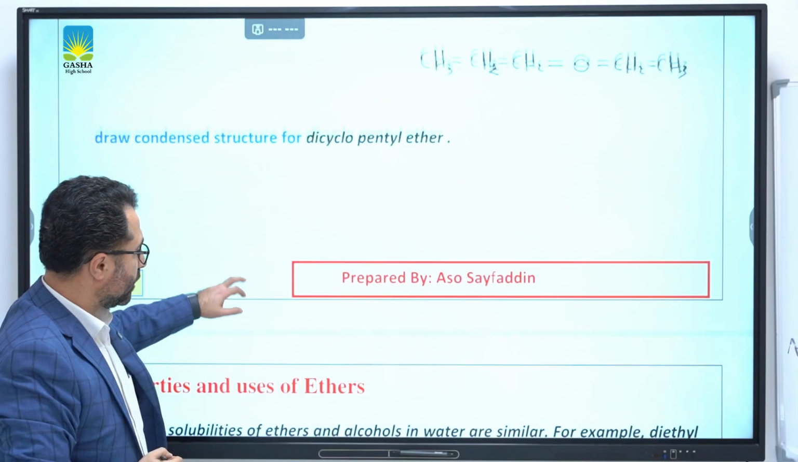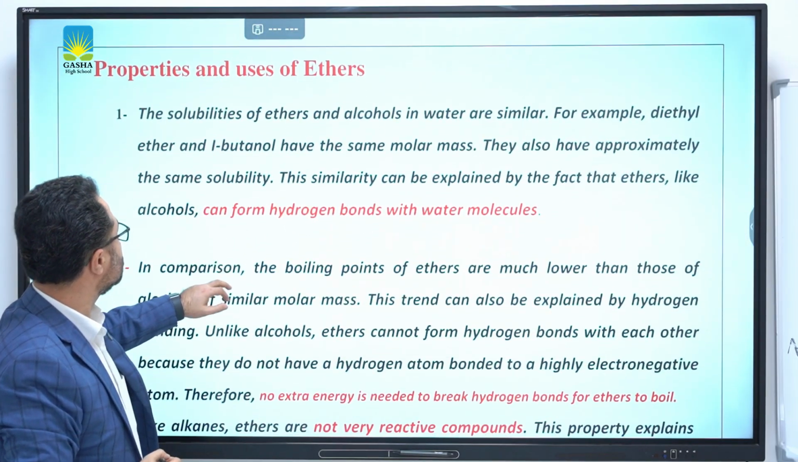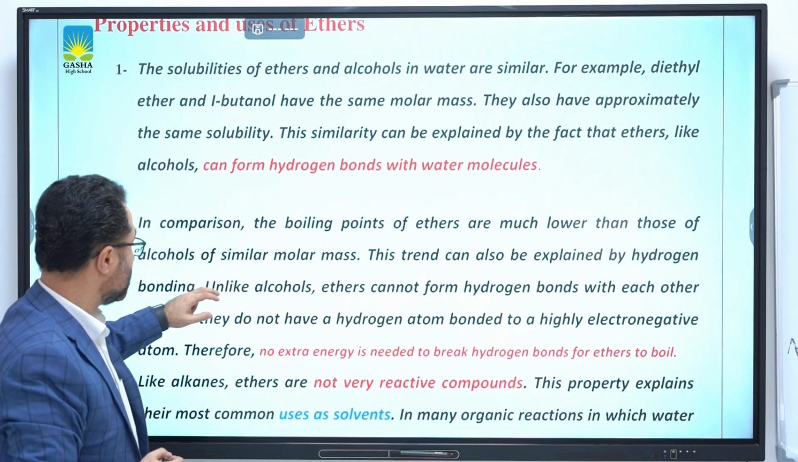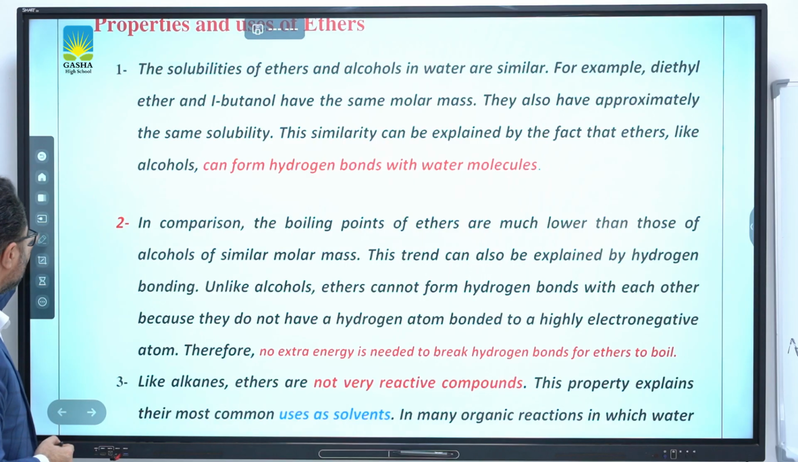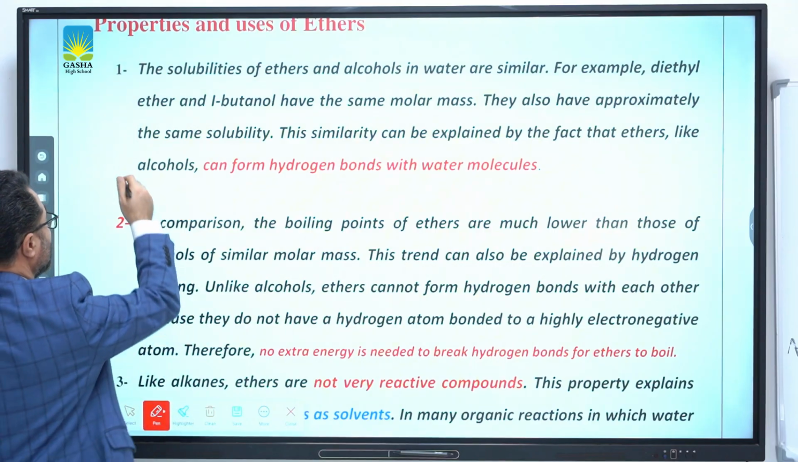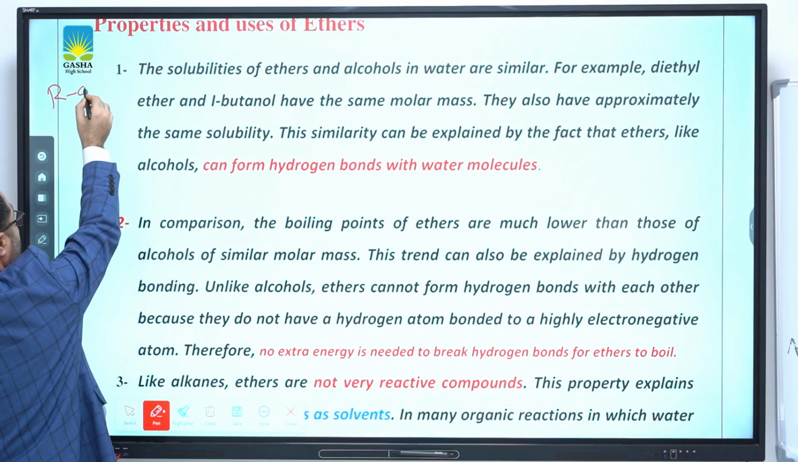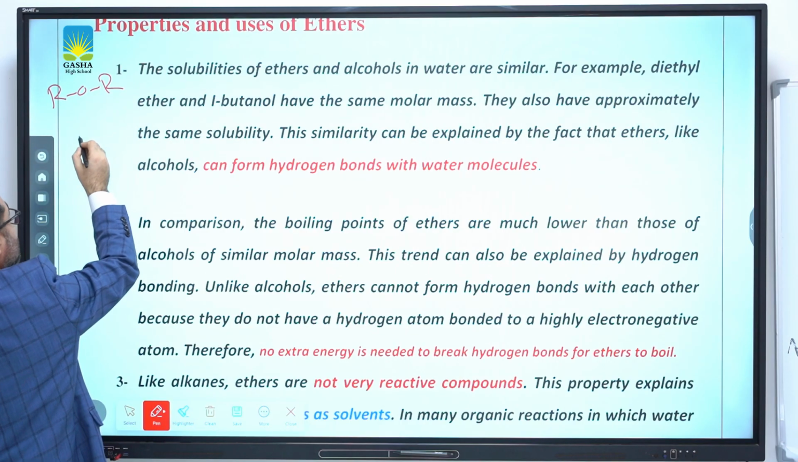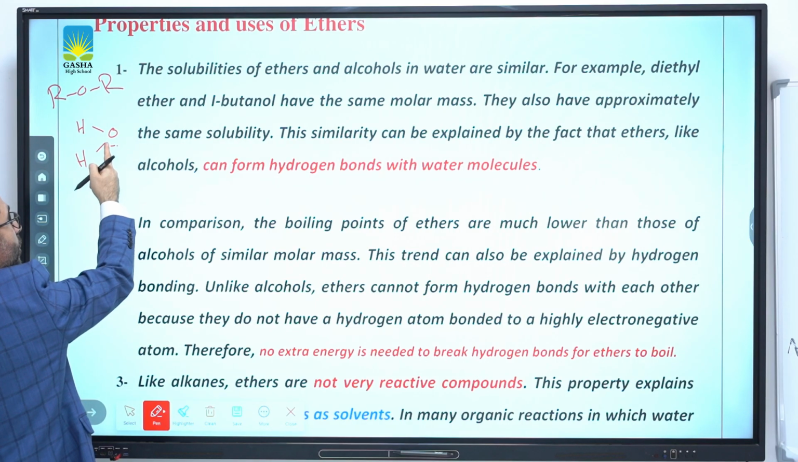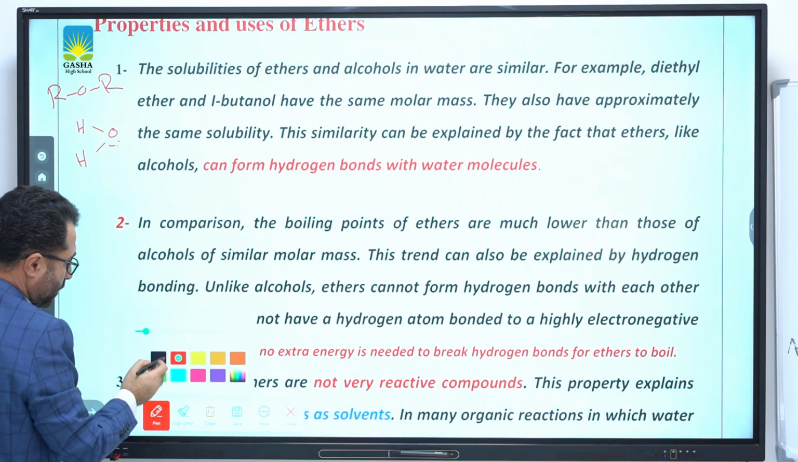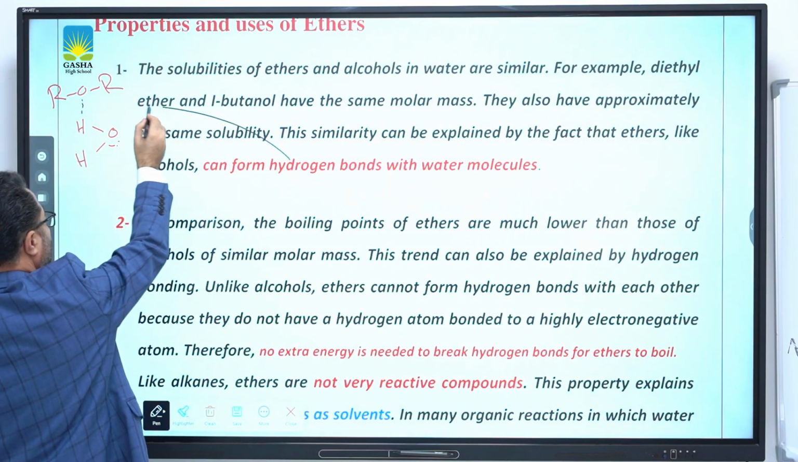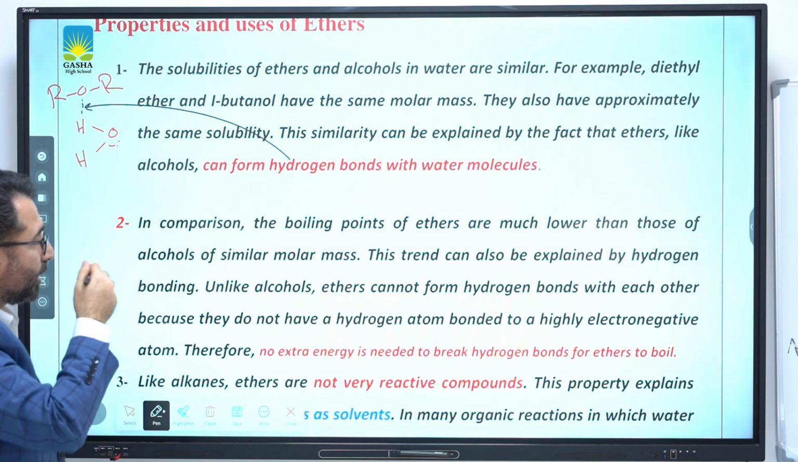The other one is the properties of ethers. The solubility of ether is similar to alcohols. Why? Because it can form hydrogen bonding with water. Between ethers and water, we have hydrogen bonding, because ethers have an oxygen atom and water has an H atom combined with O, a highly electronegative element. So between O in ether and H in water, we can form hydrogen bonding, so it can dissolve in water.